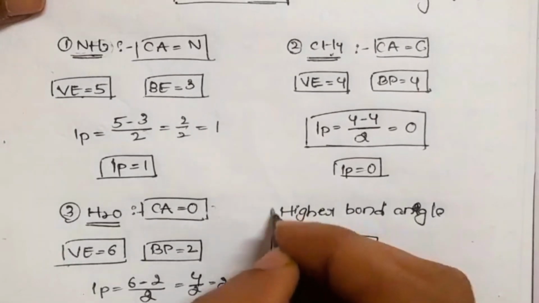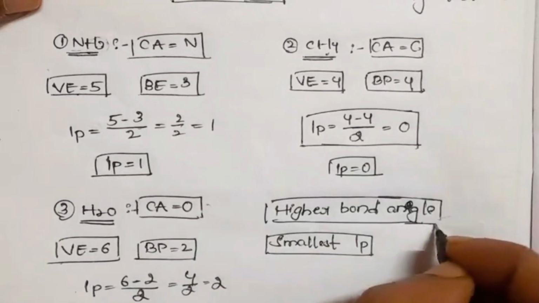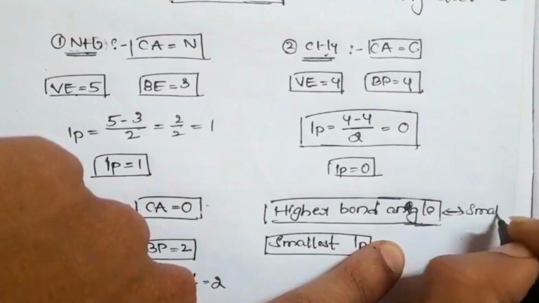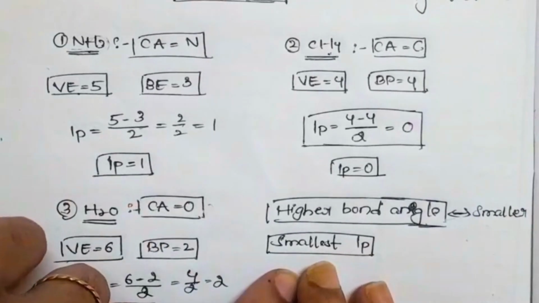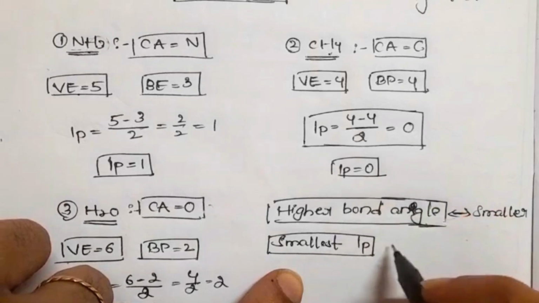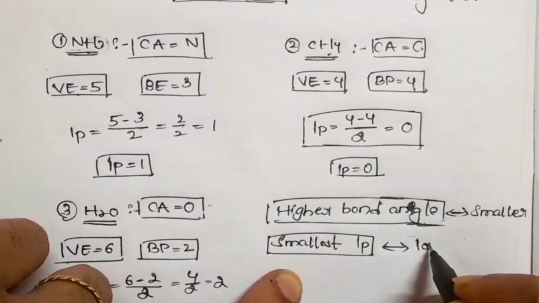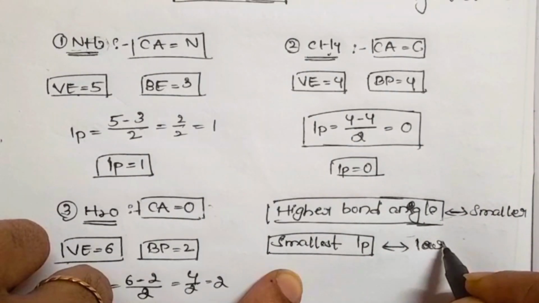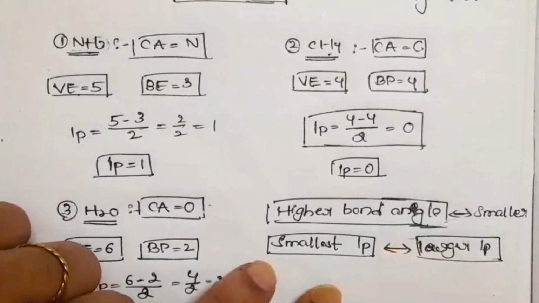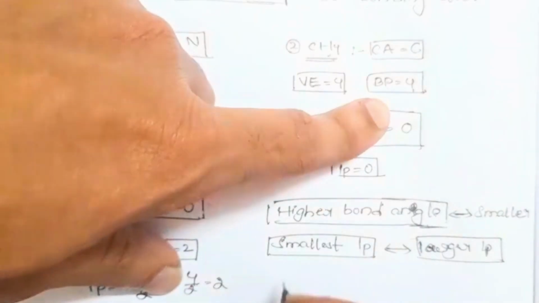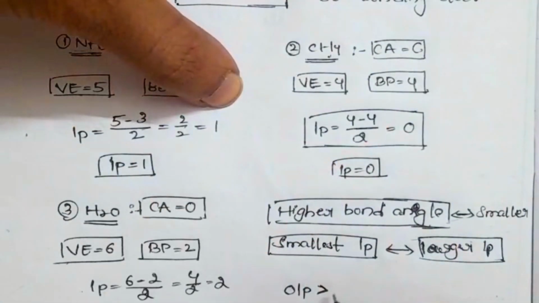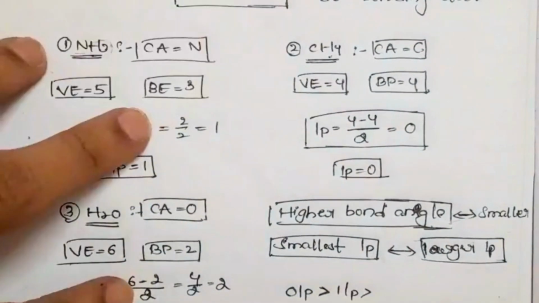Do you understand what I am telling here? So for decreasing order, we need to start from the higher bond angle to smaller. But in lone pairs, it is opposite, right? Because bond angle is inversely proportional to the lone pairs. That means smallest to larger lone pairs. So which one is the smallest lone pairs here? 0 lone pairs, greater than 1, then we have 2 lone pairs here.